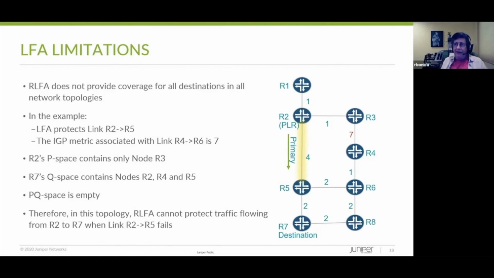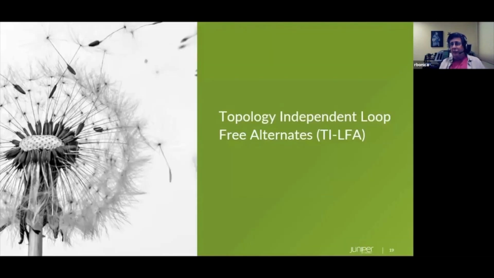You just can't get 100% coverage in this topology. Now, really the problem is, in RLFA, the repair tunnel, the tunnel that connects the PLR to the repair node, follows the pre-convergence IGP least cost path. Wouldn't it be nice if you could have a repair tunnel that's traffic engineered? It follows any path you like. So now the P space gets very large. In fact, the P space would include every node in the domain. And this is exactly what you get with TI-LFA, Topology Independent Loop-Free Alternates.